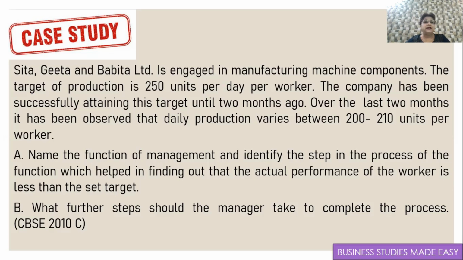Okay. Sita, Geeta and Babita Limited is engaged in manufacturing machine components. The target of production is 250 units per day per worker. The company has been successfully attaining this target until 2 months ago. Over the last 2 months, it has been observed that the daily production varies between 200 to 210 units per worker. Name the function that, of course, you know it's controlling, and identify the step. Now you need to know the step, and you first see which 2 steps have already been mentioned here, or which 1 step has already been mentioned here, and then go about looking for it. So I'll give you a moment for that.